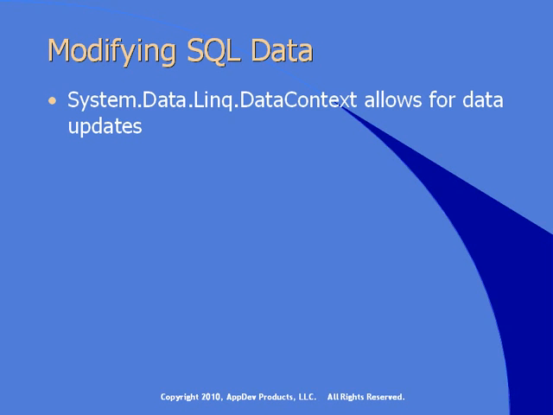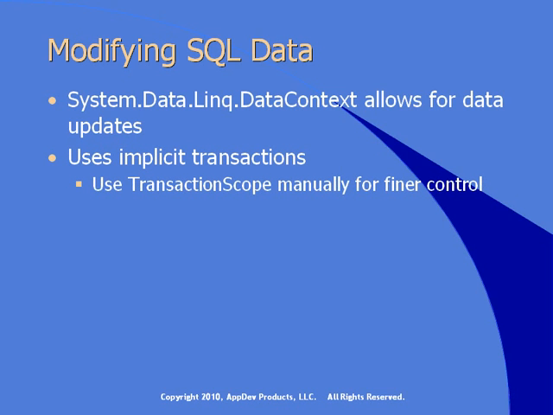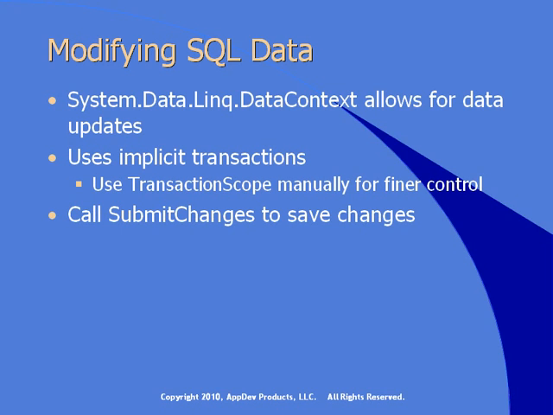The System.Data.Linq.DataContext class, that is, the base for your data context, allows for data updates as well. It generates methods for performing updates against the data. Now, these updates use implicit transactions. If you want finer control, you can use your own transaction scope around the code you write to perform the updates, which allows you to have complete control over the transaction. You call the submit changes method to save your changes. If you don't call submit changes, things aren't saved.